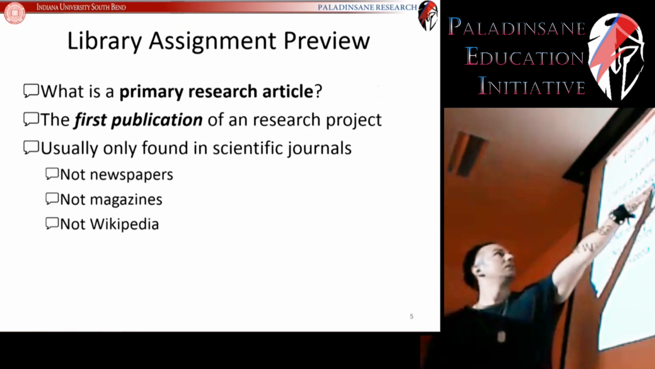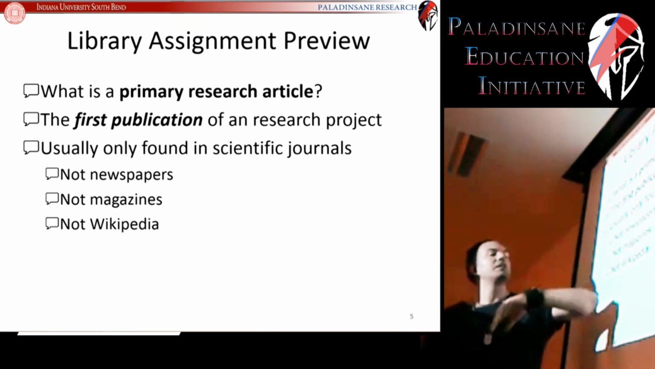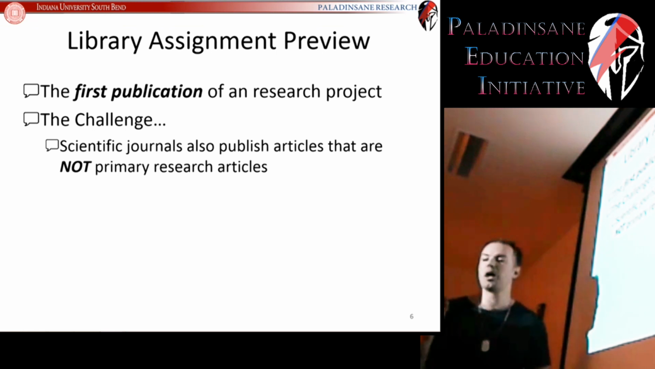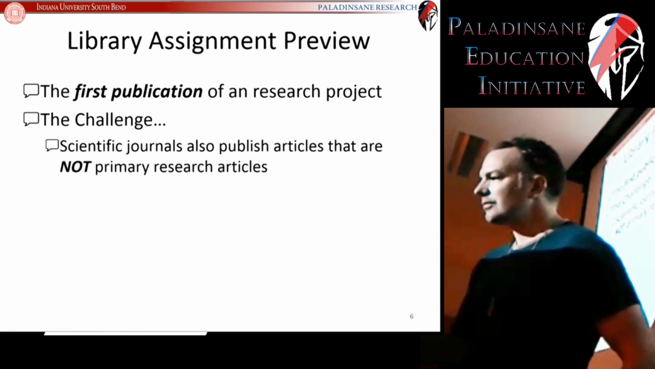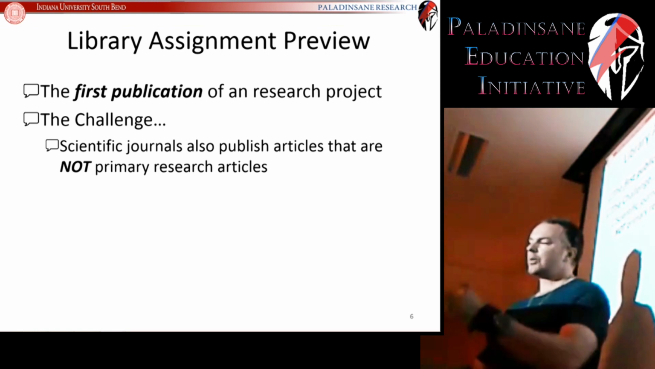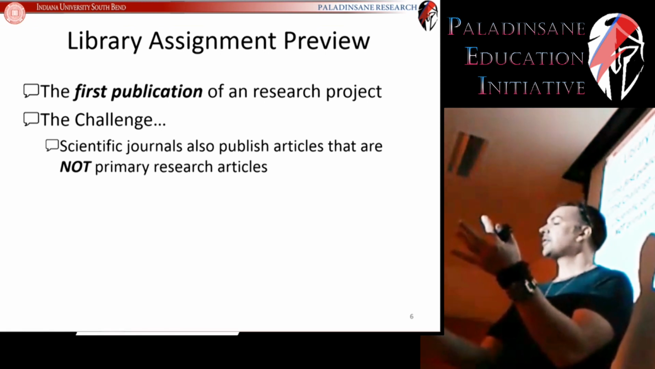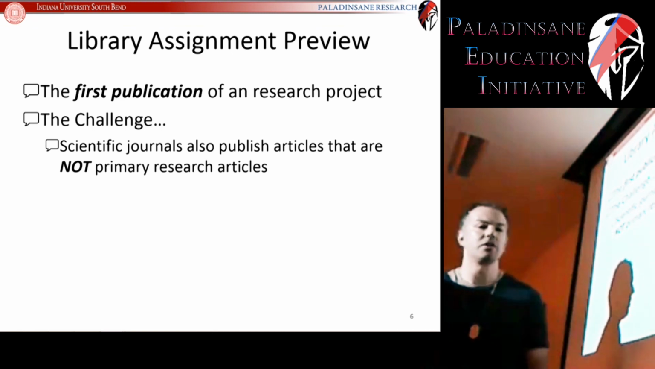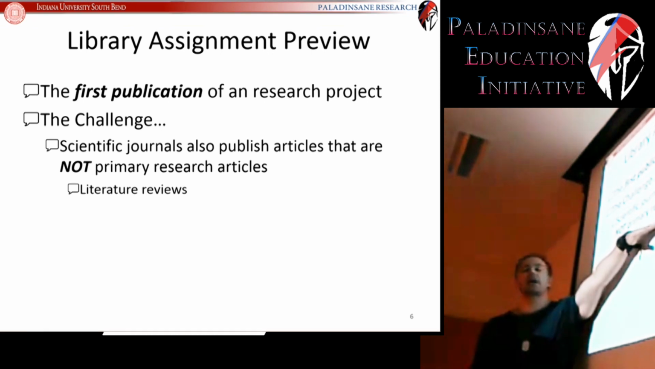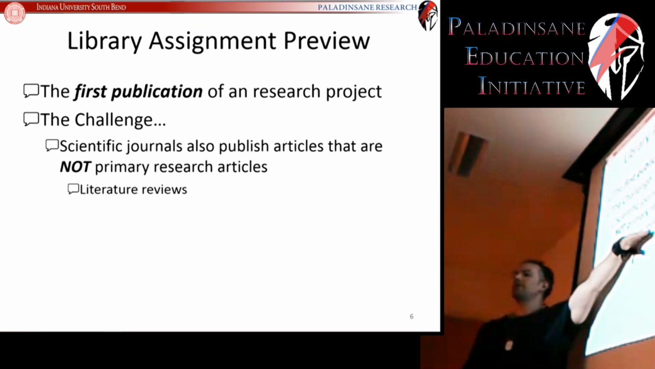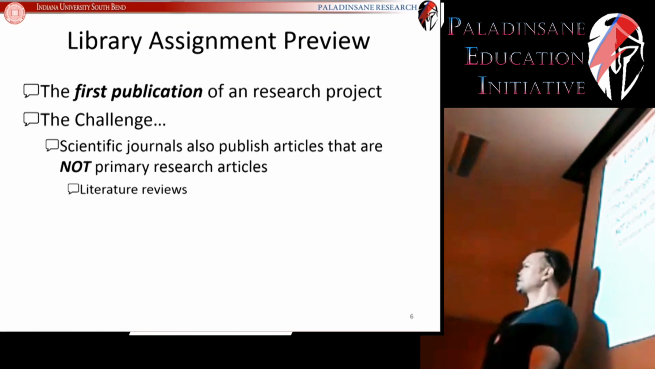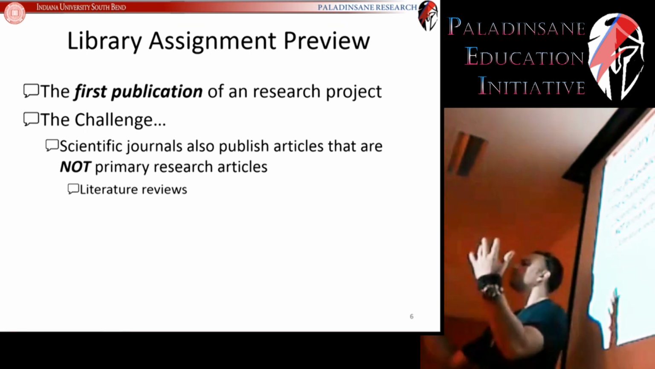So it's usually only found in scientific journals. However, the challenge is that scientific journals publish other stuff as well. A scientific journal will publish primary research articles, but it will also publish other articles, secondary research articles. So it'll publish things like literature reviews. These are exceptionally useful, especially if you're new to a field. This is basically a synopsis of all the research that had been done in a particular area.